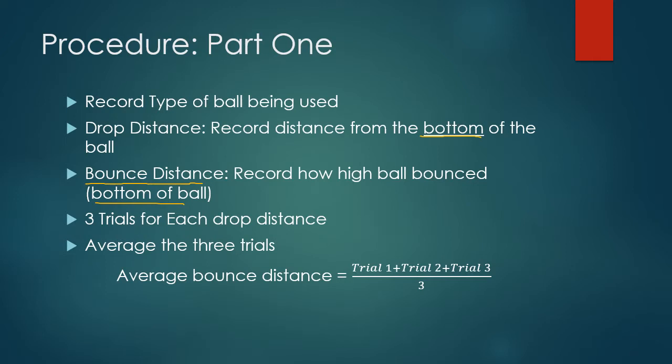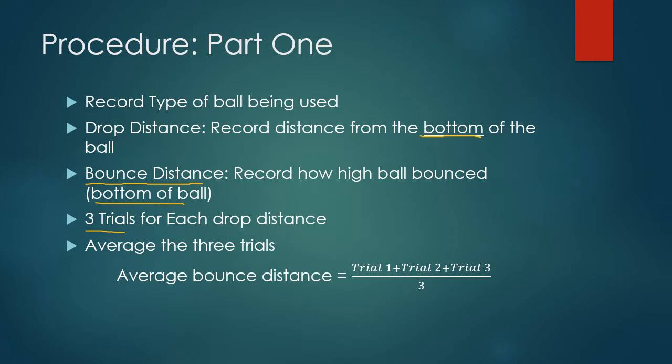We're going to drop the ball at 3 different drop distances. At each drop distance, we're going to do 3 trials. The reason that we do several trials at the same drop distance is because we're trying to get more accurate data. So the more trials you do, the more accurate your data is going to be. If you ever want to improve accuracy of your data, simply do more trials.